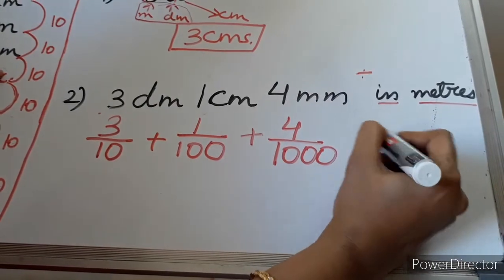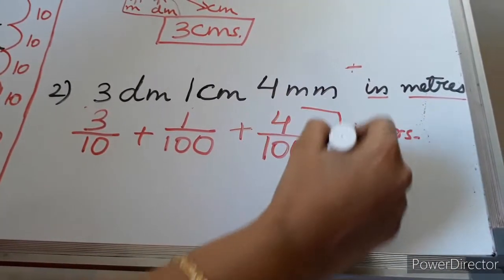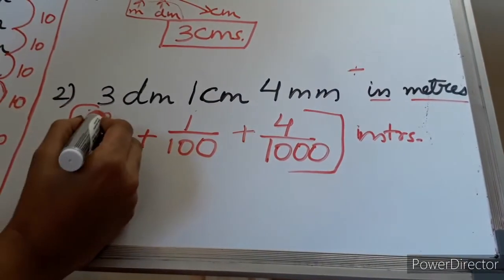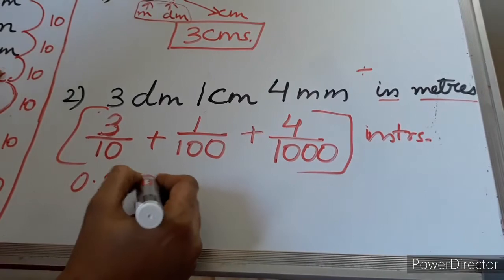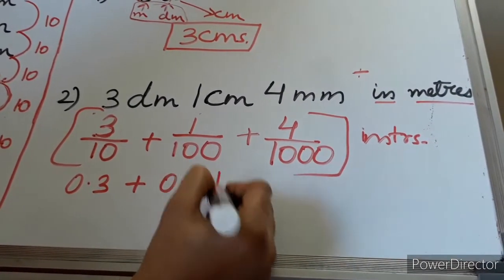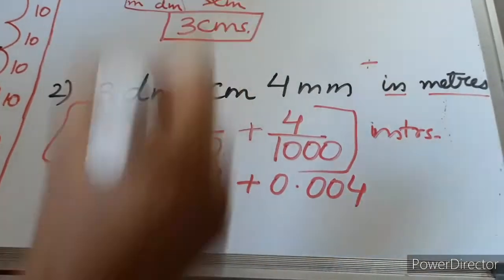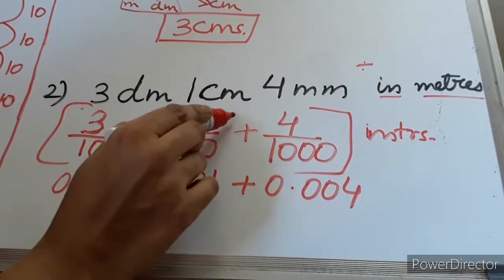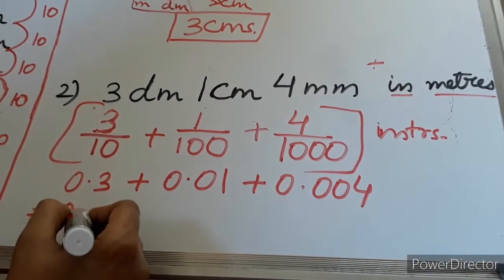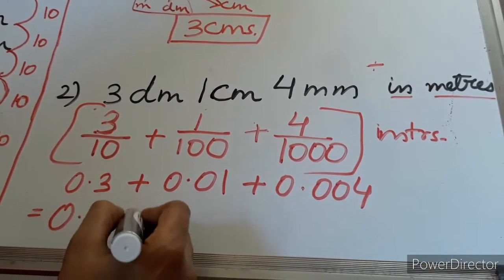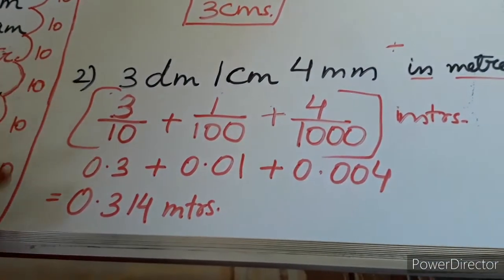These are now in meters. Okay, these all are in meters. Now they are changed into meters. So 0.3 plus 0.01 plus 0.004. 3 zeros, so before 3 numbers we will put the decimal point and we will add this. We will get the answer as 0.314 meters. So this is the way you have to solve this question.